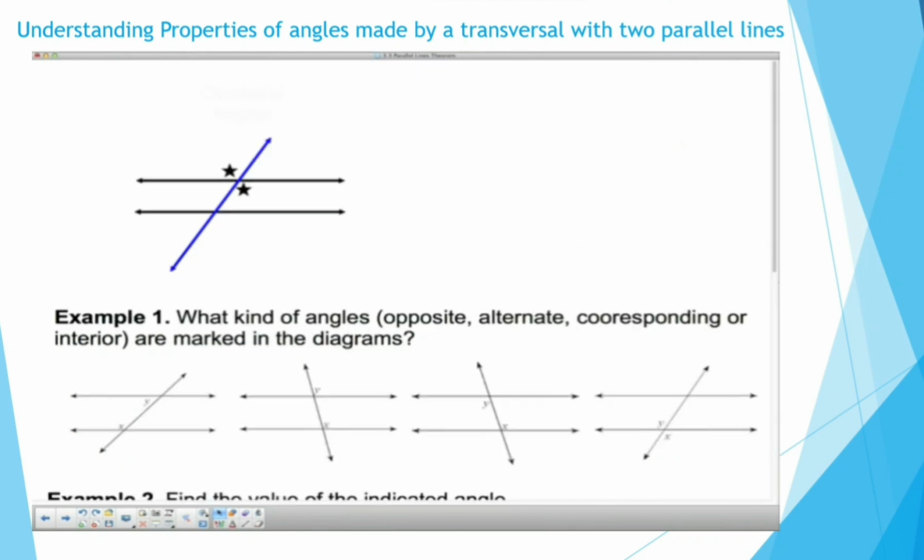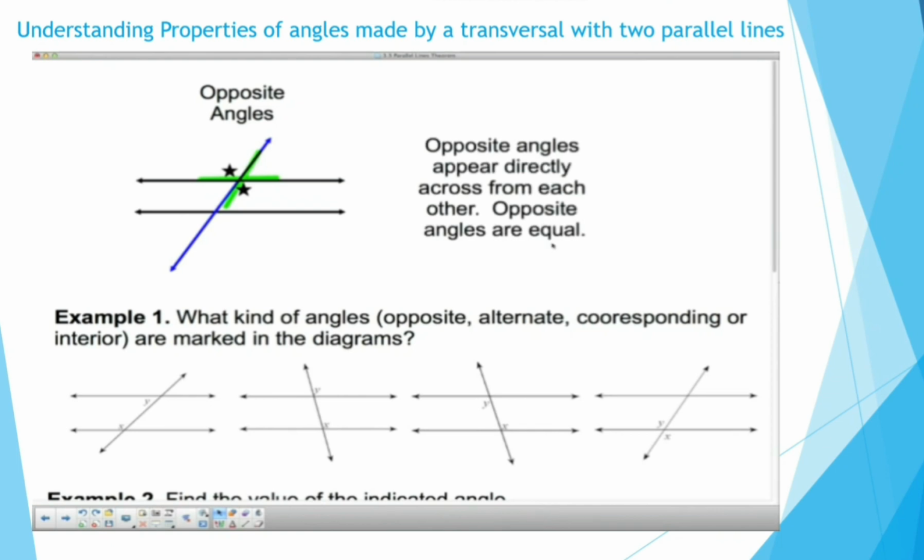So now, how do we use these? We've got actually one more to talk about. This doesn't have to happen with parallel lines. It can happen when any two lines intersect. Some people might call this the X pattern. Those are what we call opposite angles. And when two lines cross, opposite angles are equal. Opposite angles appear directly across from each other. Opposite angles are equal. Okay.